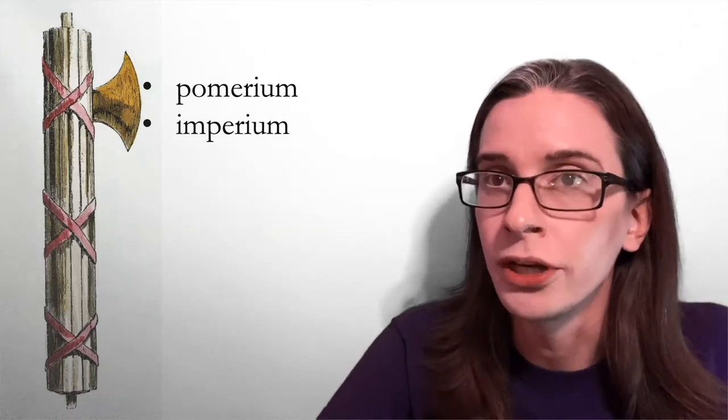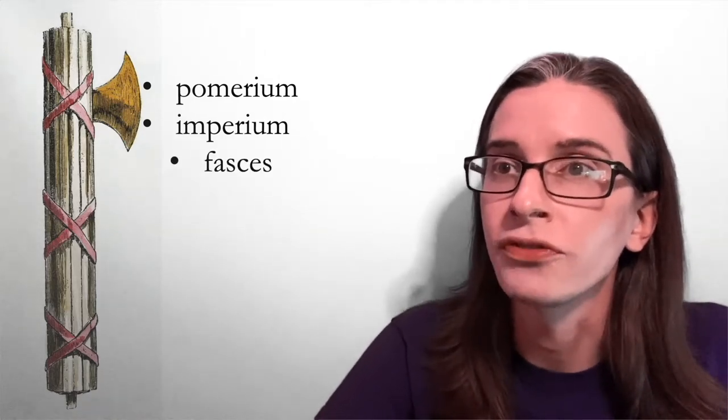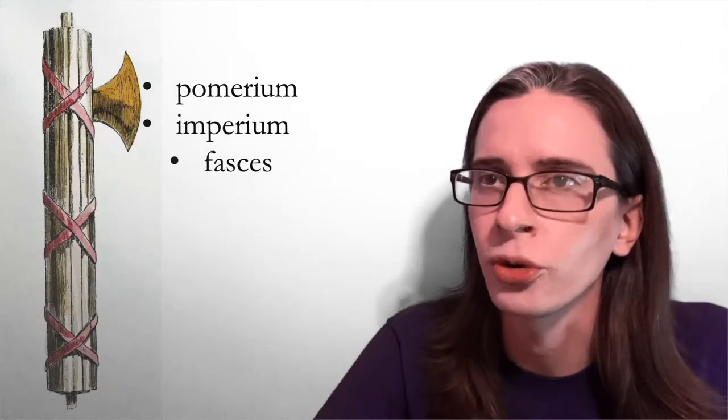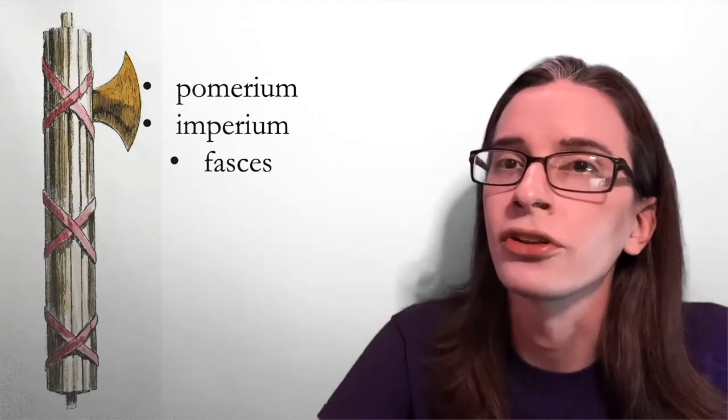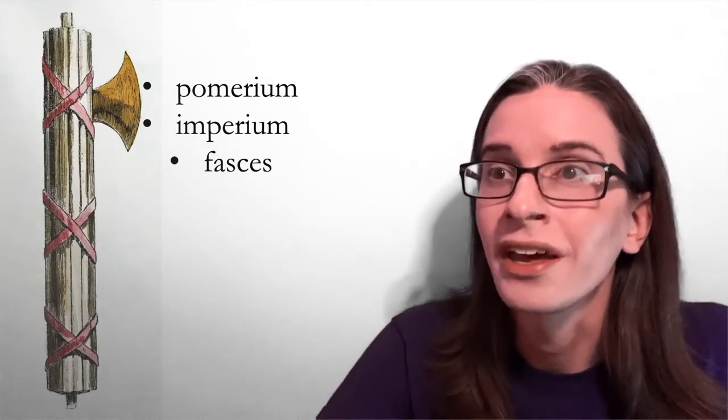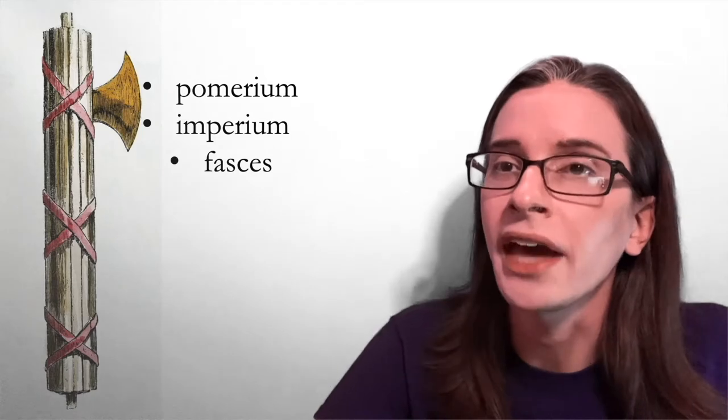The symbol of imperium is the fasces, which I mentioned a few weeks ago as one of the Etruscan symbols of power supposedly brought to Rome by Tarquinius Priscus. A fasces is a bundle of rods with an axe sticking out, which represents the absolute power of a monarch. The sticks represent their power to build, and the axe their power to destroy.